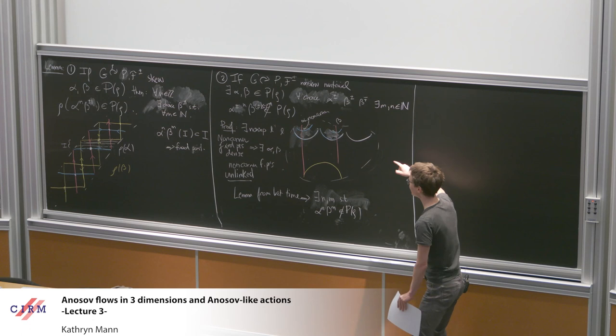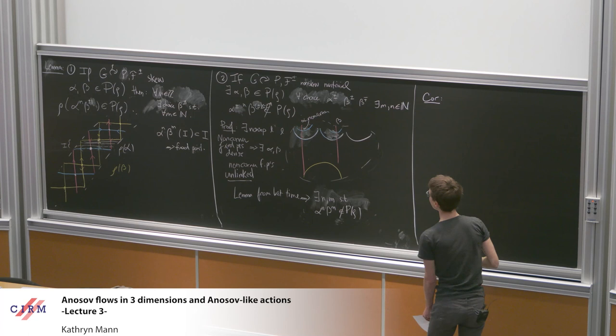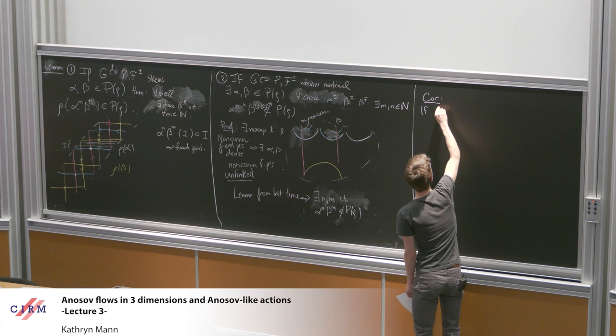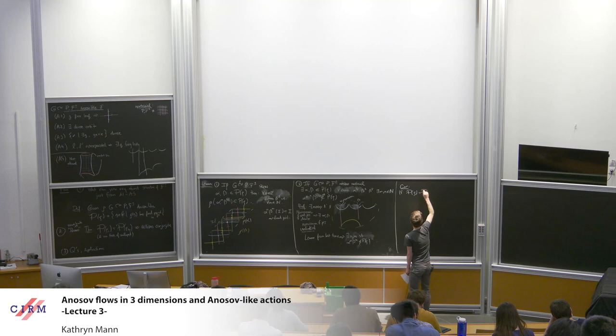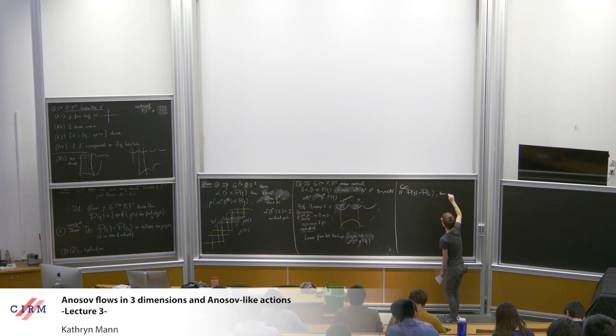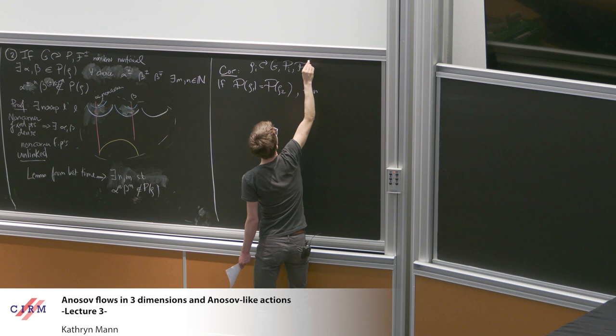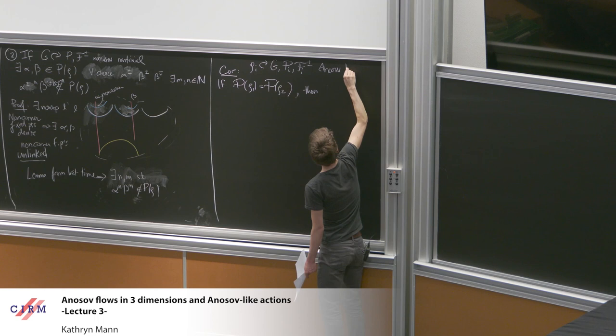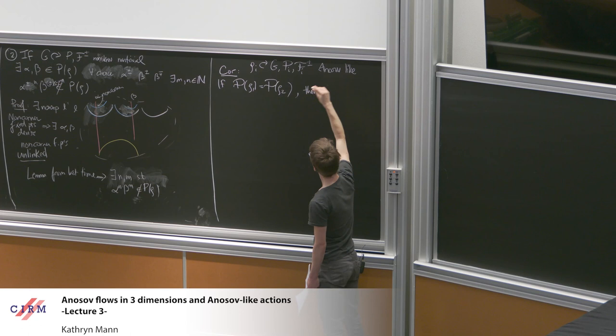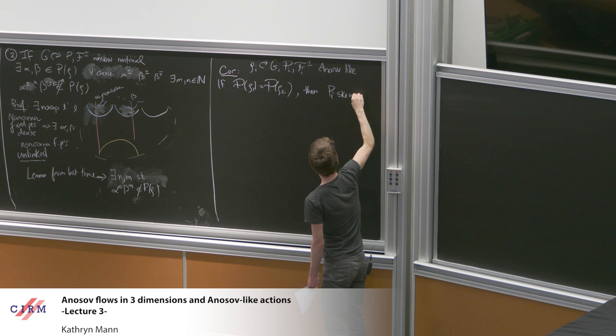And a consequence is that if I have two actions, and they give exactly the same elements that have fixed points, then, so this is, I'm acting on some a priori completely different bifoliated planes, and if I detect the same elements with fixed points, then the first plane is skew if and only if the second plane is skew.